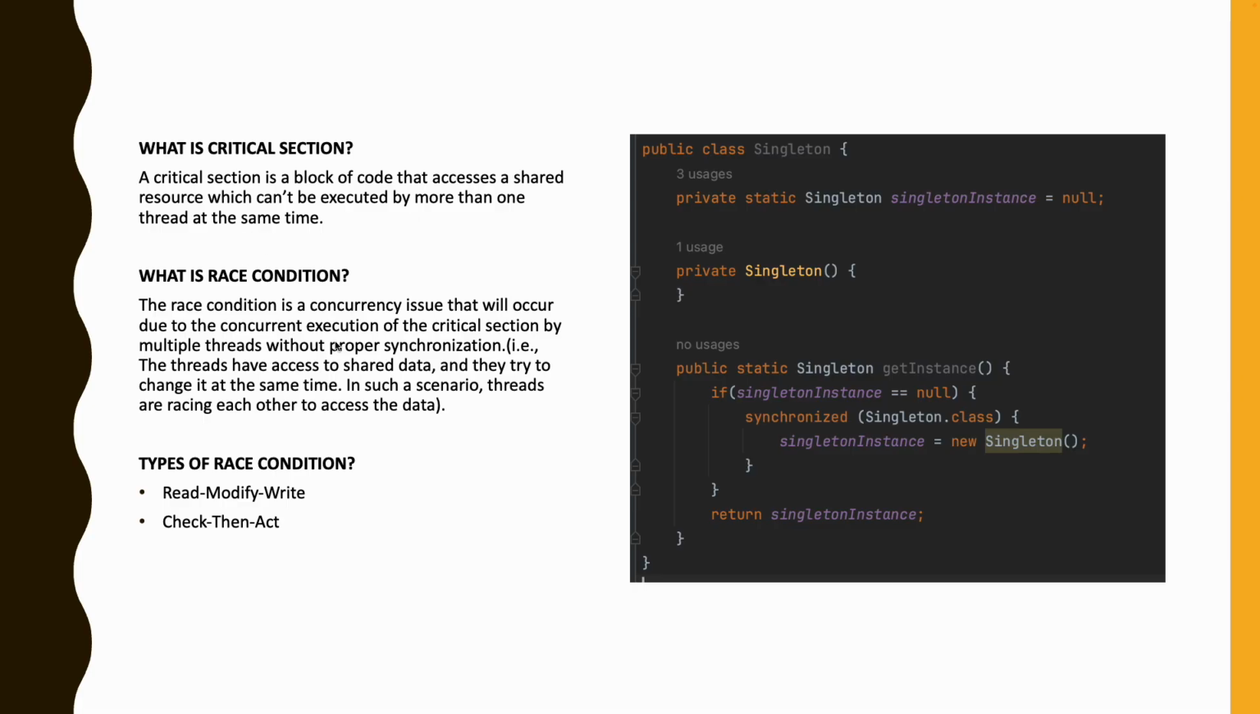Before we know what race condition is, we need to first understand what is critical section. A critical section is nothing but a block of code which is accessing a shared resource and that can be executed by only one thread at a given point of time.